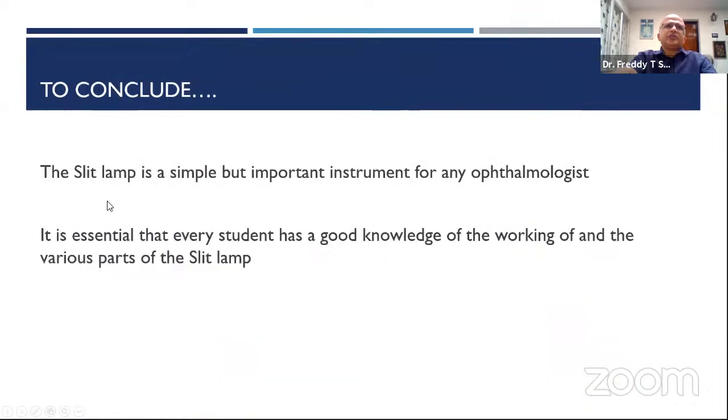So to conclude, the slit lamp is a simple but important instrument for any ophthalmologist. It is essential that every student has good knowledge of the working and the various parts of the slit lamp.